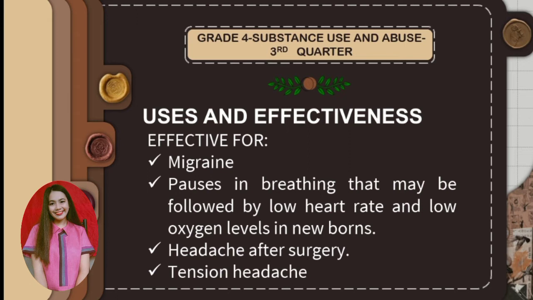Second, pauses in breathing that may be followed by low heart rate and low oxygen levels in newborns. Giving caffeine by mouth or by IV can improve breathing in very premature infants. Caffeine citrate is approved as a prescription drug for this condition. IV products can only be given by a healthcare provider.